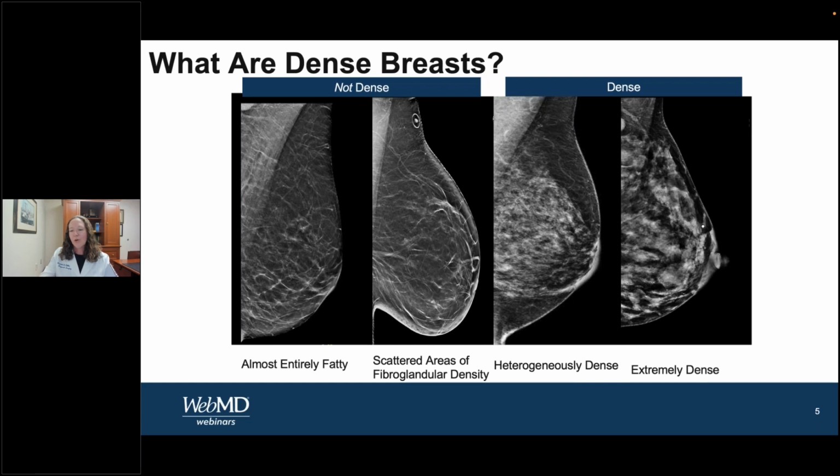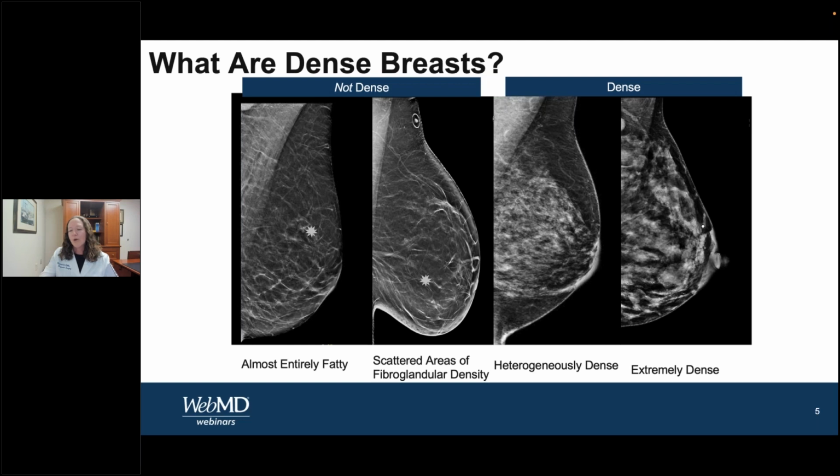And so now I'm going to show you a phenomenon that we call masking. So look at the not dense mammogram. And what I just popped up there is a little spiculated mass that looks sort of like what a cancer might look like on a mammogram.